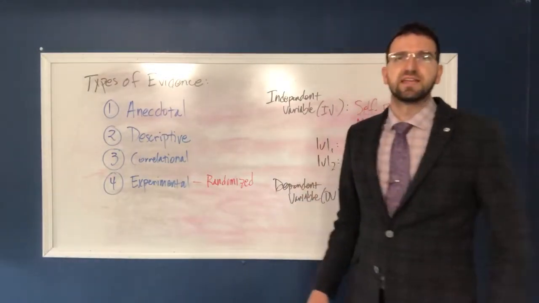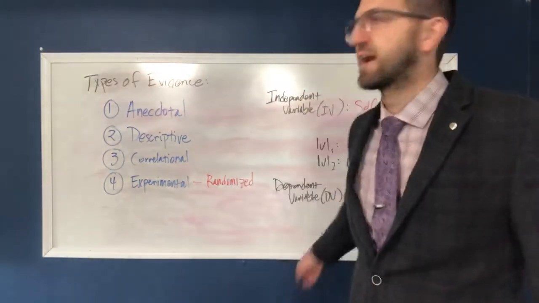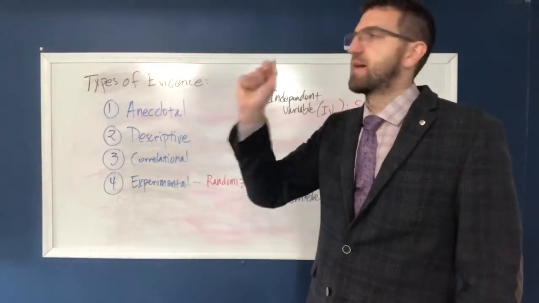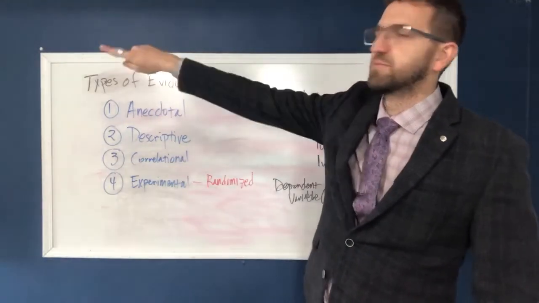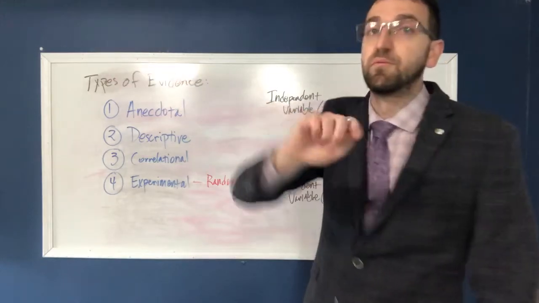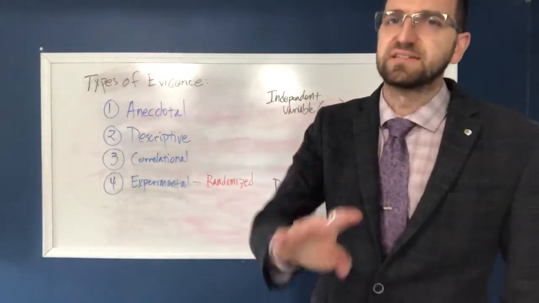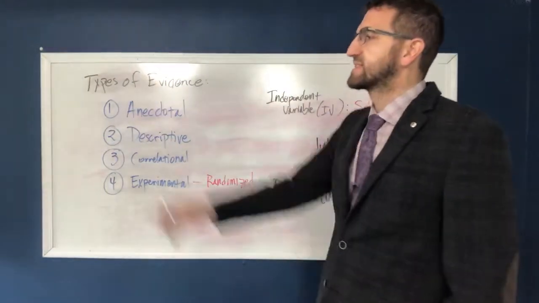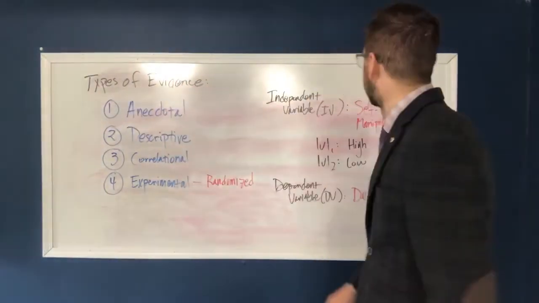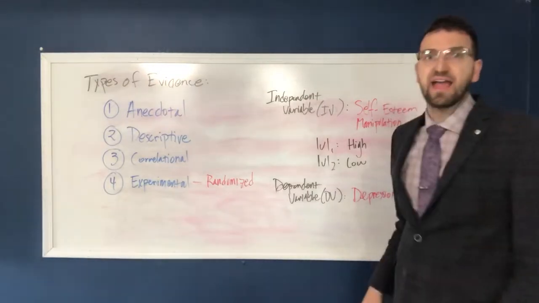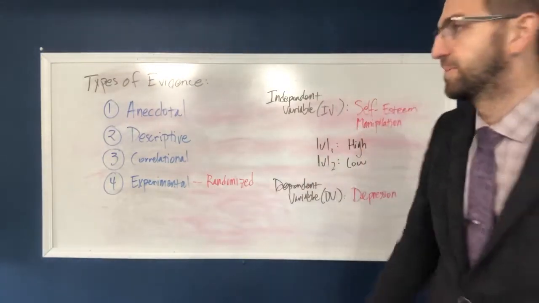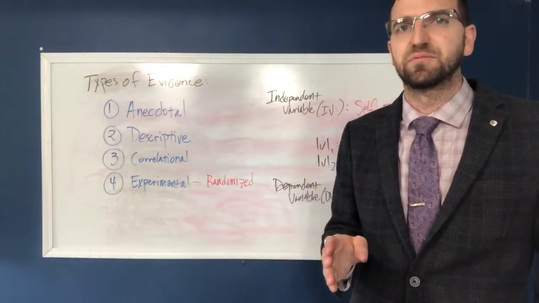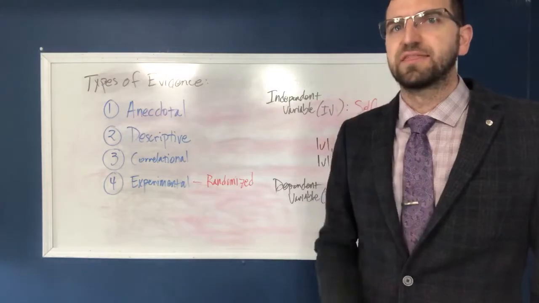Let me give you a counterexample. Let's say we didn't use random assignment. Let's say I conducted this study at 7 a.m. on Monday morning and I had a line of 100 people. Whenever they showed up, remember, it takes time to process them. They probably all didn't show up at 7 a.m. Let's say I took the first 50 people and I put them in the high self-esteem manipulation group. And I took the second 50 people and I put them in the low self-esteem manipulation group. Do you see a problem with that?